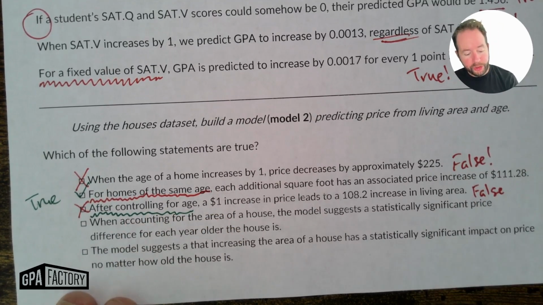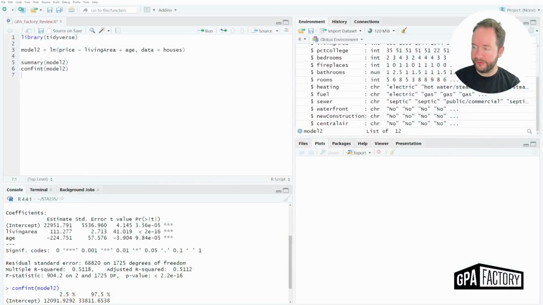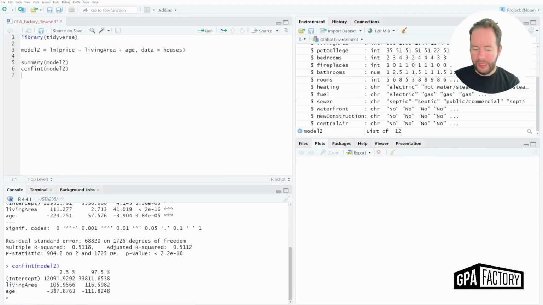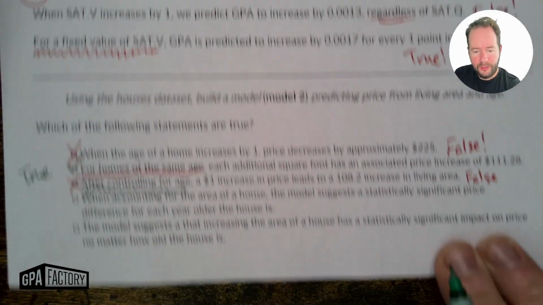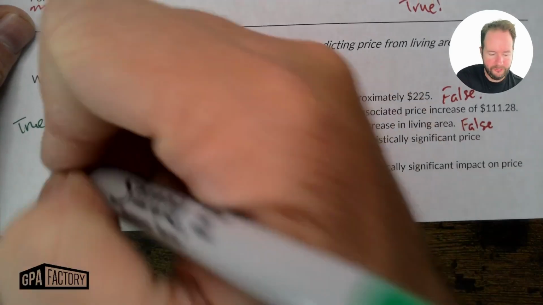Okay, next two. When accounting for the area of the house, the model suggests a statistically significant price difference for each year older the house is. Let's go look at our confidence intervals, because that's how we ascertain statistical significance. When accounting for area, okay, so that's controlling for area, that's good. And it says, looking at the age coefficient, a statistically significant price difference for the age of the home. Well, let's look at the age confidence interval. There it is down below. I see that it does not capture 0, so I'm inclined to say this is true. Let's get my green marker out. I'm inclined to say this is true.